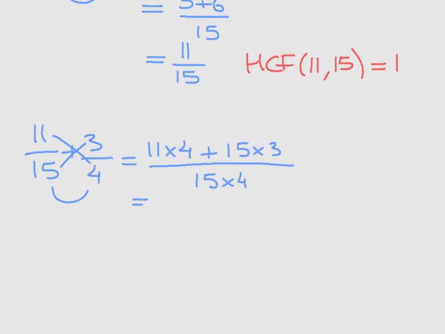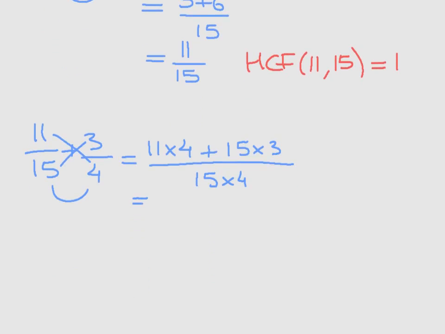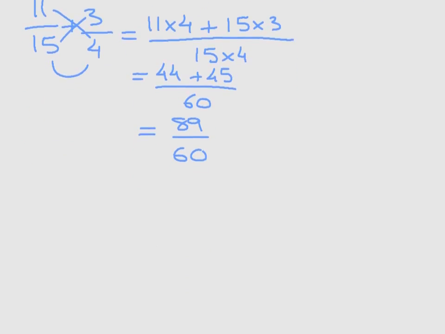Calculating those, that leads us to 11 times 4 is 44, plus 15 times 3, which is 45, over 15 times 4, which is 60. And that leads us to our final answer, which will be 89 over 60. And there we have it. We've now added the three fractions.